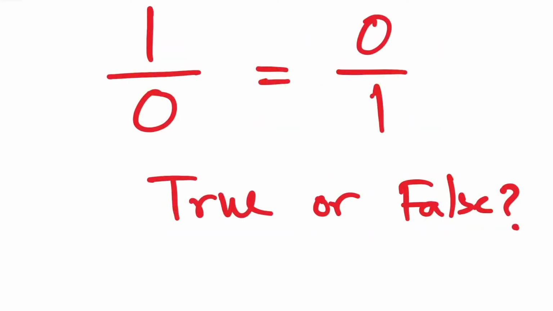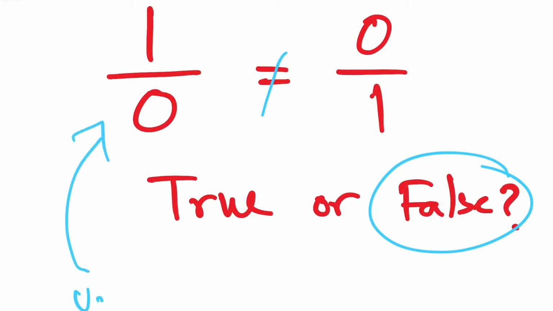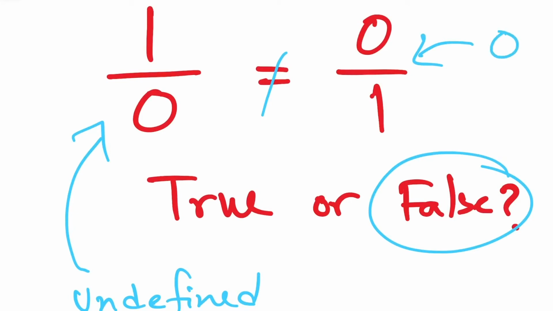1 divided by 0 equal to 0 over 1. Is it true or false? I will give you 10 seconds to think about the problem. The answer is false. They are not equal to each other. 1 over 0 is undefined. You cannot divide any number by 0. 0 divided by 1 is just equal to 0. So they are not equal to each other.